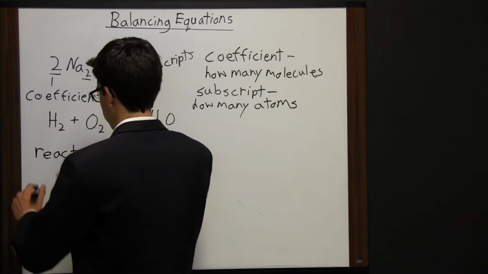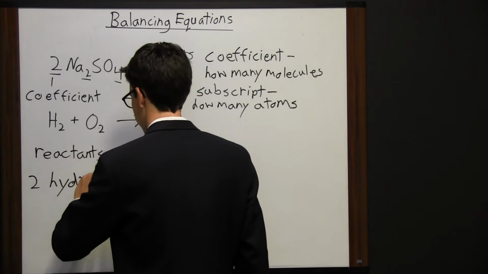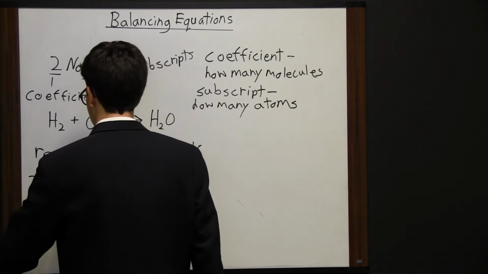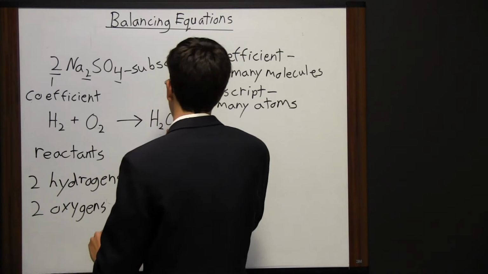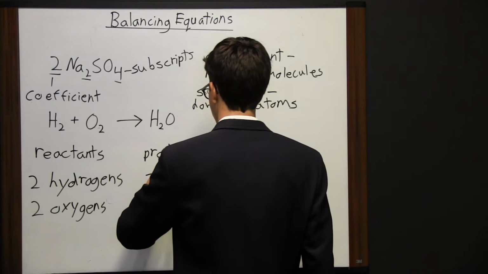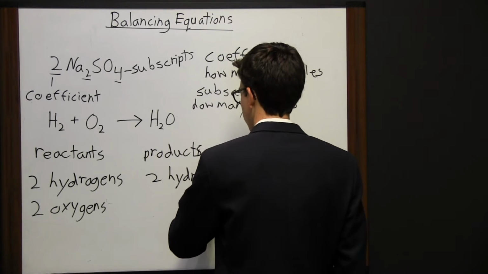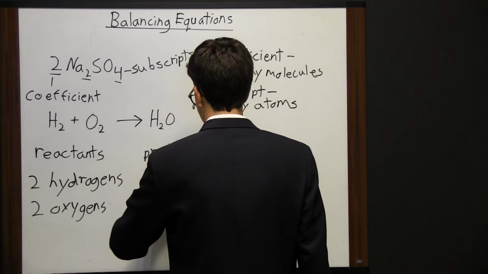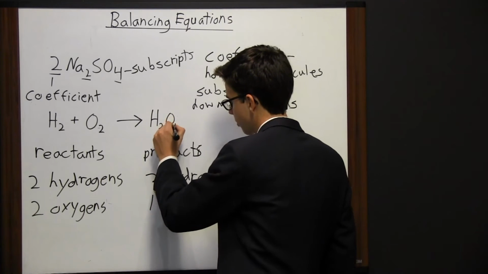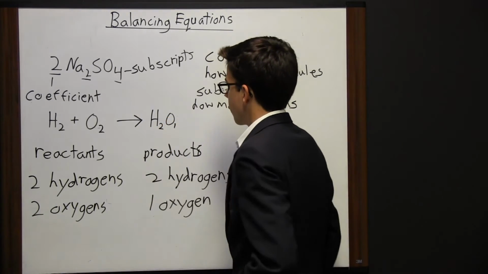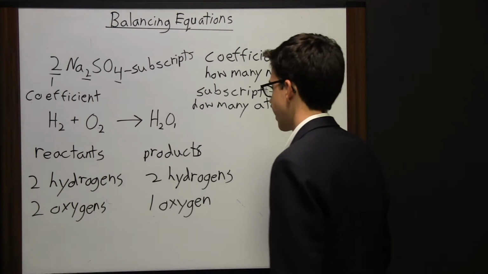So we have a subscript of 2 here, so we have 2 hydrogens, and we have 2 oxygens. Now over here on the right, we have a subscript of 2, so we have 2 hydrogens, and we have 1 oxygen. Now this one doesn't have a subscript at all, but it's just an understood 1. So we could write a 1 right there. But just to make things easier, instead of writing a 1, it's left out many times.